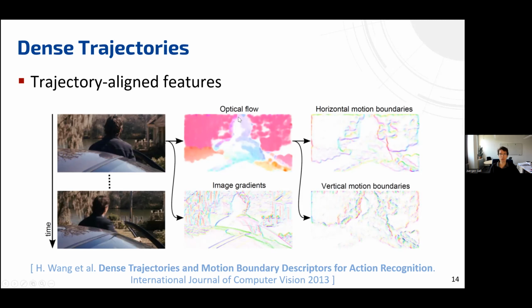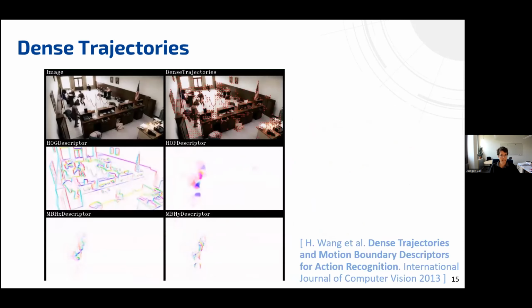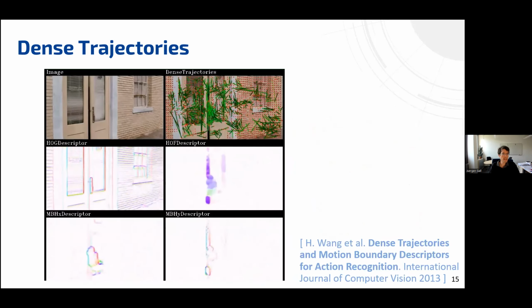In principle, what you do, you compute the derivative in the x direction, that's the horizontal motion boundaries, and in the y direction, which is the vertical motion boundaries. And you see it here between the person and the background. Here you get this kind of edge information, which actually separates the background and the foreground. So that's better to see here in this video.